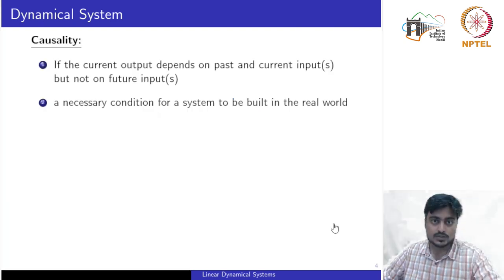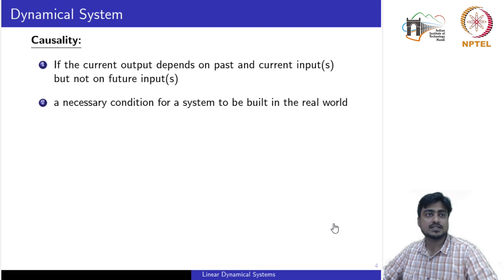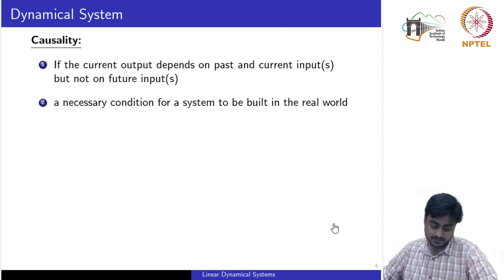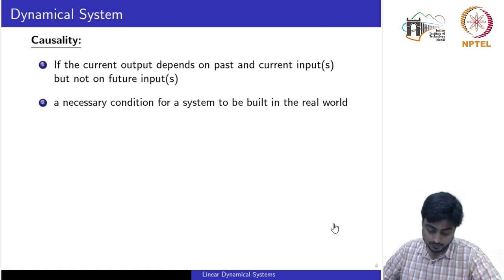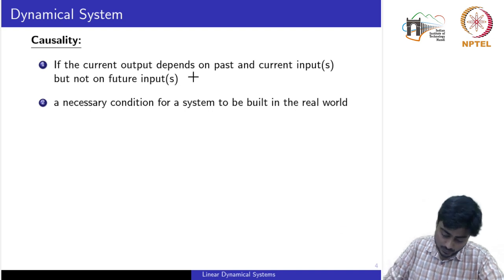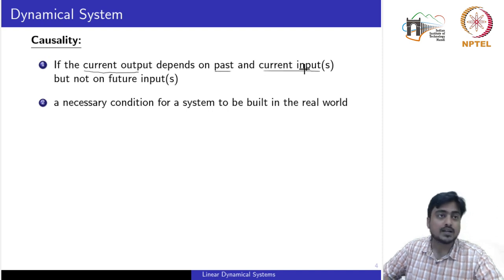Okay. So the first important property of a dynamical system is causality. Causality is defined in the sense that if the current output depends on past and current inputs but not on the future inputs, then we say that the system is causal. This causality is basically a necessary condition for any system to be built or physically implementable in the real world. So here two aspects are introduced: the current output depends either on the past input or on the current input.